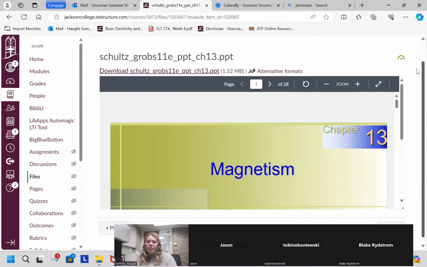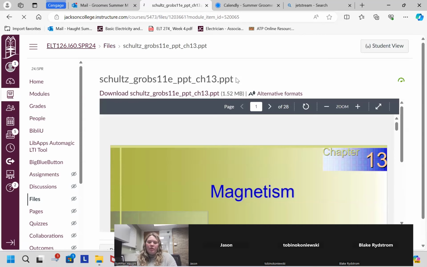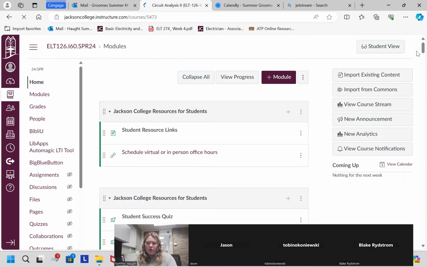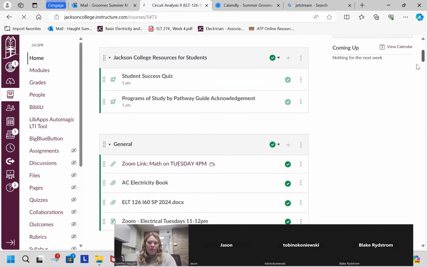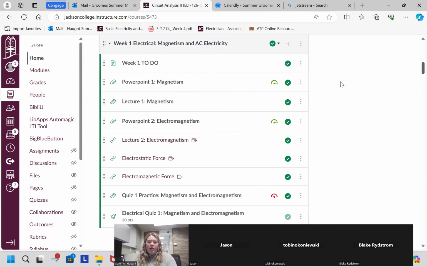So when it says Grab's book, it's referring to that. There's nothing you have to buy for the course. It's referring to those PowerPoints. So for week 1, there's just that quiz 1. Really, it's just these couple things here that you have to review. If you do all of those, that should be more than enough to set you up for success for week 1.